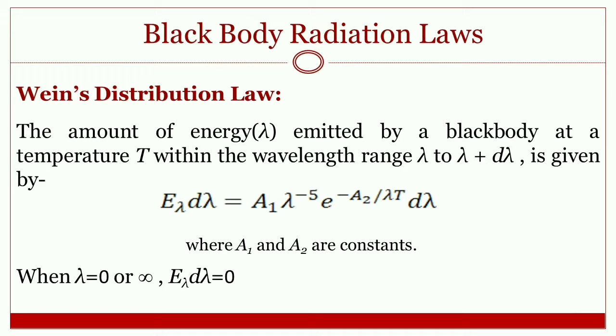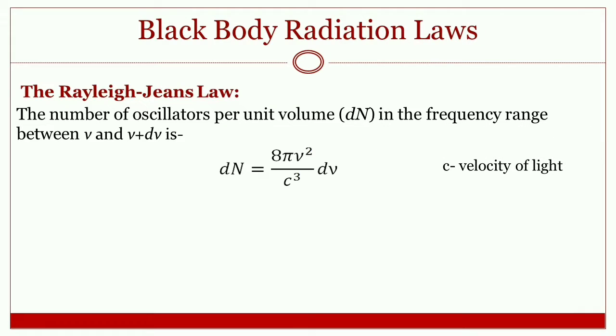Now, Wien's distribution law. It gives the relation between energy emitted by the blackbody at a given temperature within wavelength lambda to lambda plus d lambda, as given in the formula.